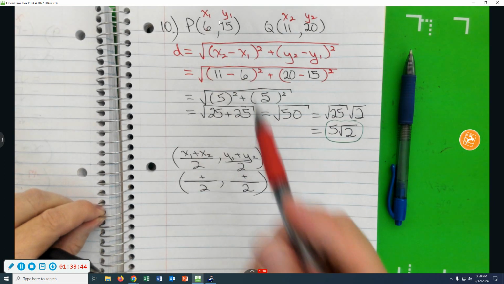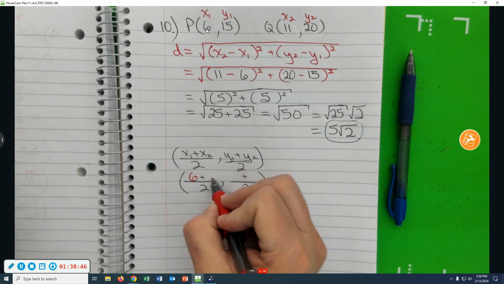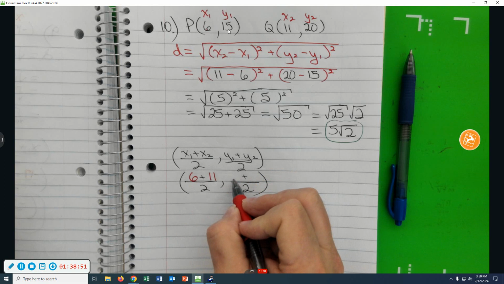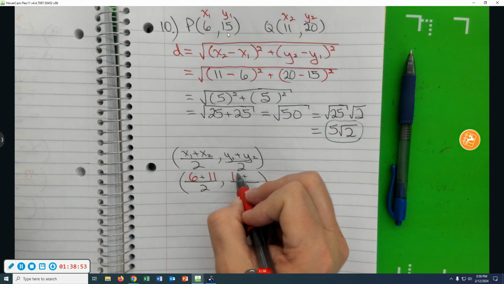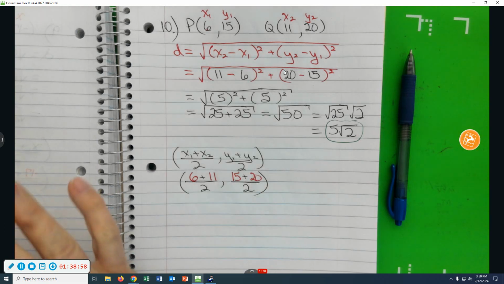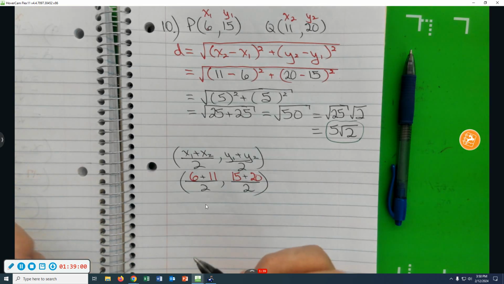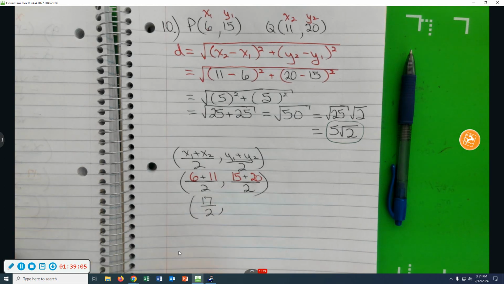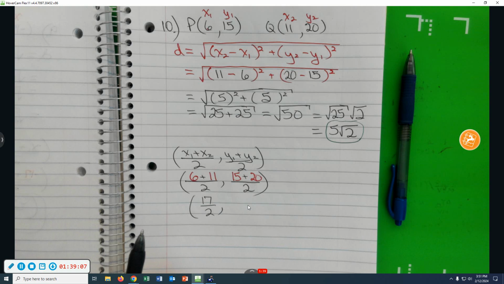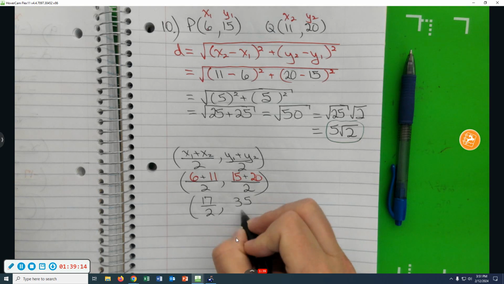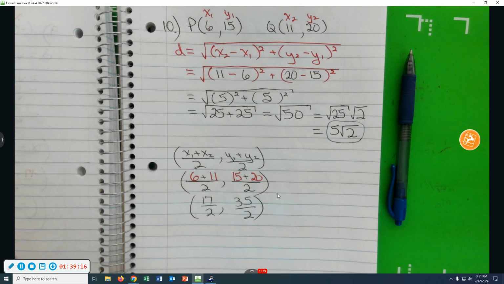Okay, x1 is 6. Y'all tell me what I'm going to write here. 11. Here, I agree. And 20. Oh, let's see, 6 plus 11, that's 17. So we have 17 halves. If it said enter a decimal, you'd write 8.5, but they don't say enter a decimal. 15 plus 20 is 35. If it said enter a decimal, you'd say 17.5.